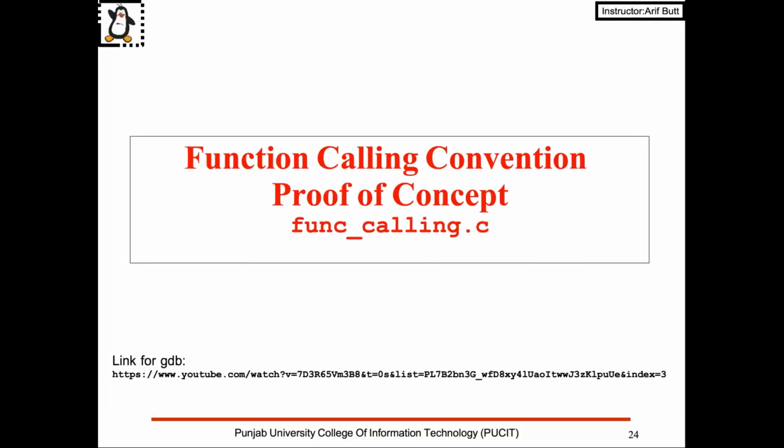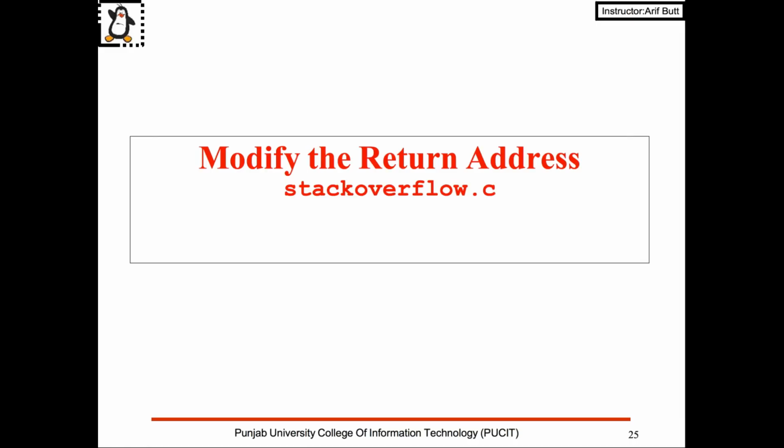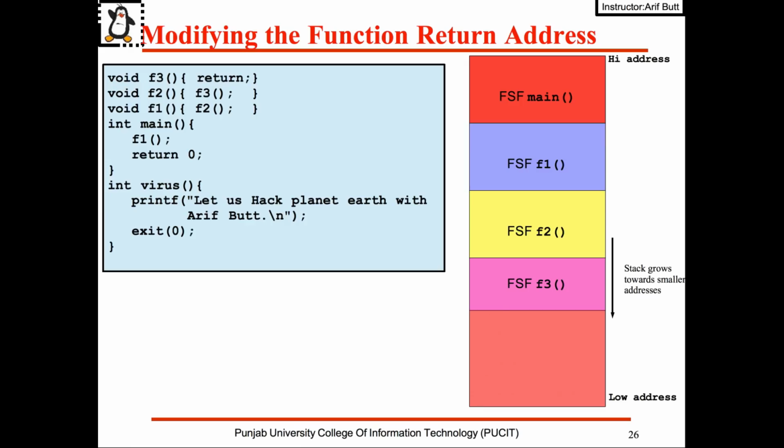Let's fall back to slides. So we are done with this stack overflow part as well. Okay, so modifying the function return address. Dear students, we have seen how the return address stored on the stack gets corrupted due to buffer overflow. Let us now see how we can modify the return address to some address of our own choice.